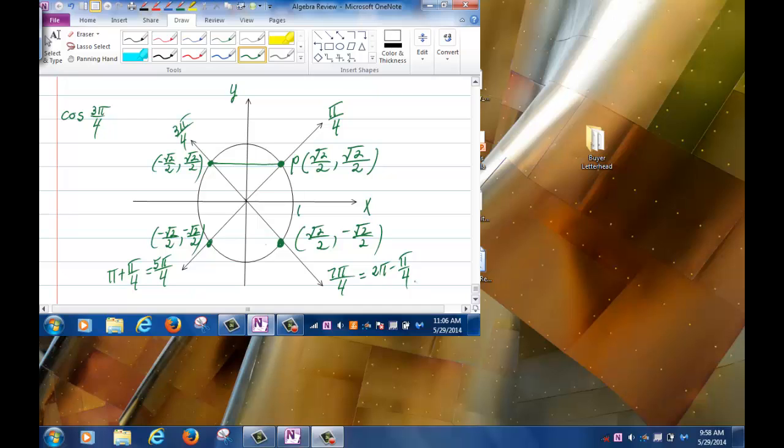So now, if I ask you, what is cosine of 7 pi over 4? And the sine of 7 pi over 4 would be negative root 2 over 2. Is everybody okay with that? Now, what I did here, you could do the same thing for 30 degrees and 60 degrees as well. The same thing works, so I won't go over that.